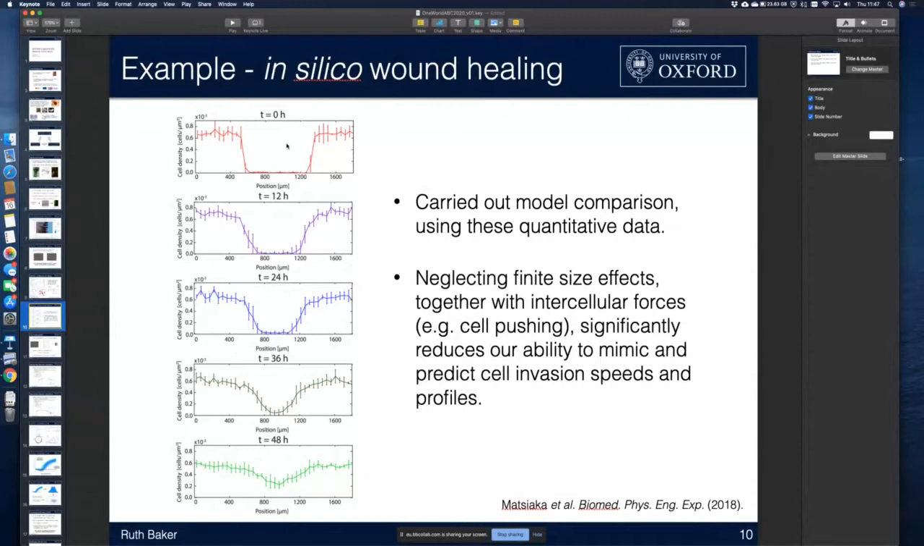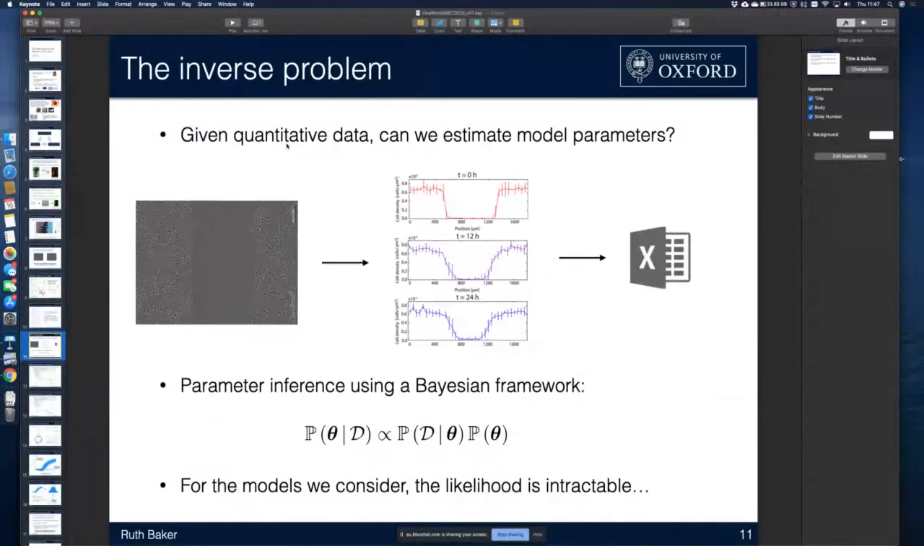So this was a step for us in our group in the quantitative direction, in terms of quantitative comparison of models with data and trying to pin down the model and the parameters of the model to the data. So this is really how we got into starting to think about ABC and how we would use ABC to parameterize models.